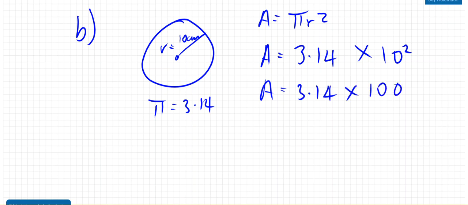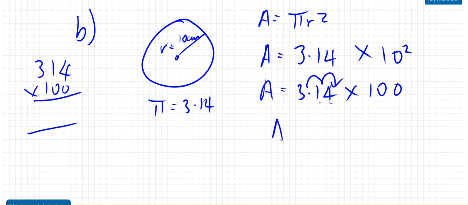Now, I can set this up to work it out. For example, when multiplying with decimals, ignore the decimals. So we'll have 314 times 100. You work that out first and then go back and move the decimal places, in this case, 2 times, 1, 2. But because I'm multiplying by 100, I don't need to do that. I know my decimal moves 1, 2 places to the right because I'm multiplying. So my answer will be 314 centimeters squared. Don't forget to write your units.